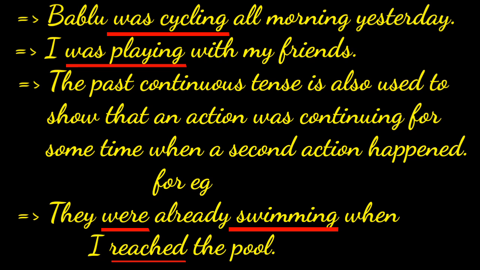And then the past continuous tense is also used to show that an action was continuing for some time when a second action happened. The second action is usually in the simple past tense, children. For example, they were already swimming when I reached the pool. Look here. The second action is usually in the simple past tense.